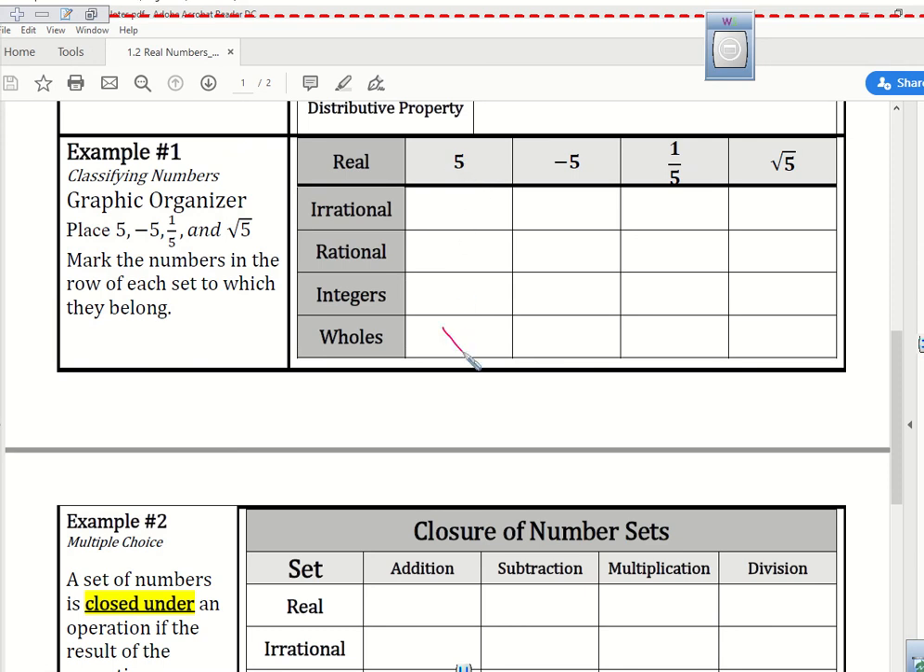5 is a whole number, which means it's an integer, which means it is rational. Okay. If something's rational, you guys, it can't be irrational. If something's irrational, it can't be rational. -5 is an integer, rational. 1/5 is a fraction, that means it is rational. Square root of 5 is a square root of a non-perfect square, therefore it is irrational. Or if you type this into your calculator, you'll get a really long decimal that goes on and on forever.